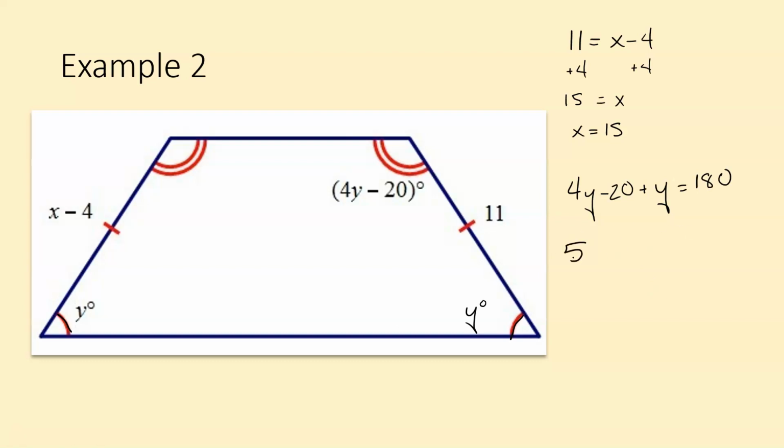We can combine like terms. 4y plus y is 5y. Add 20 on both sides. Divide by 5 on both sides. You get y equals 40. So that would be your solution for x and y. And if it's asking for a specific angle measure, you'd have to plug that back in. But for this one, we're just finding x and y.